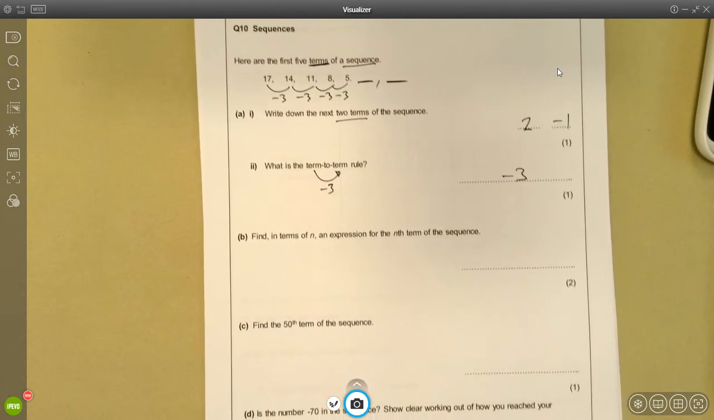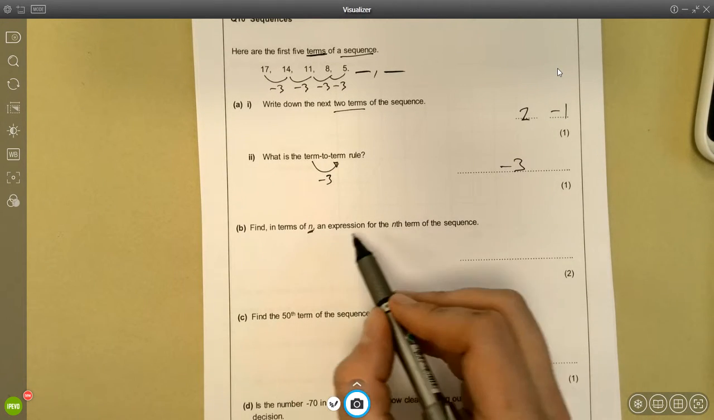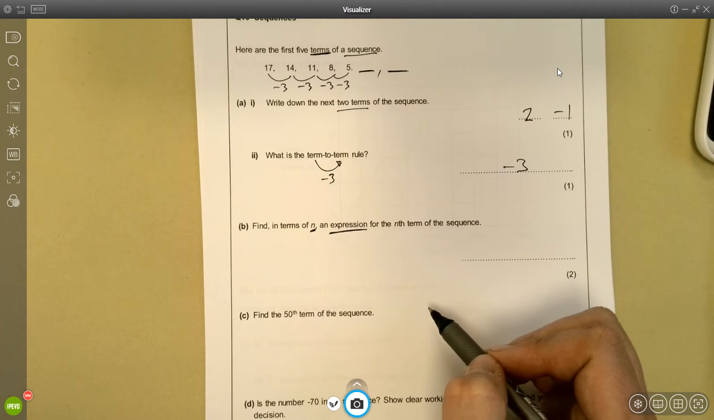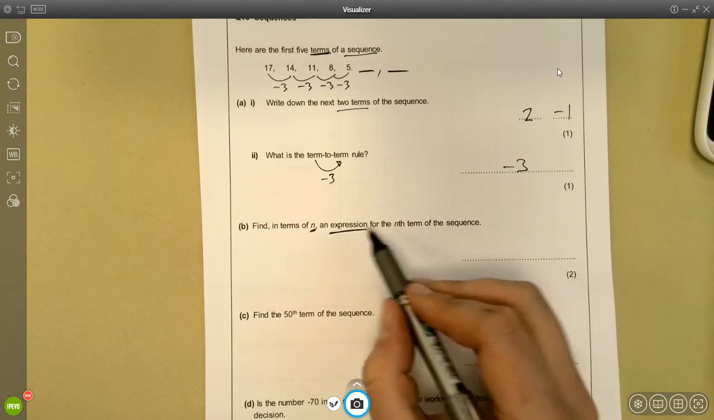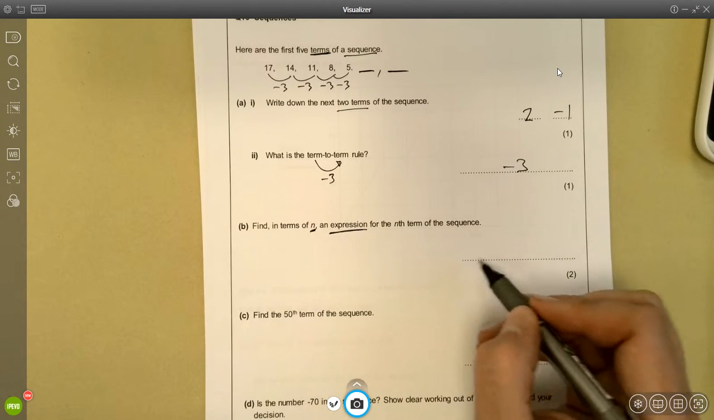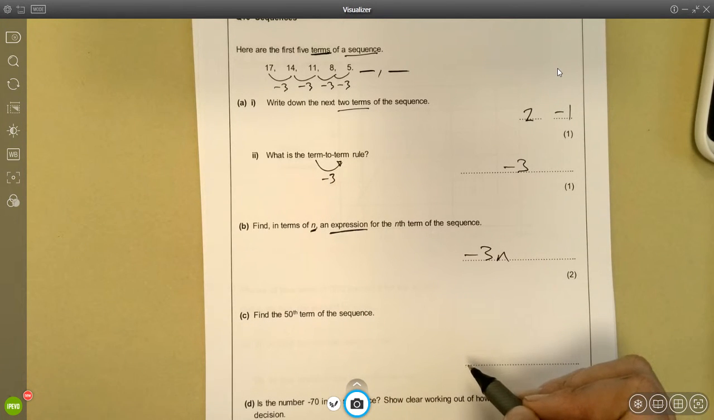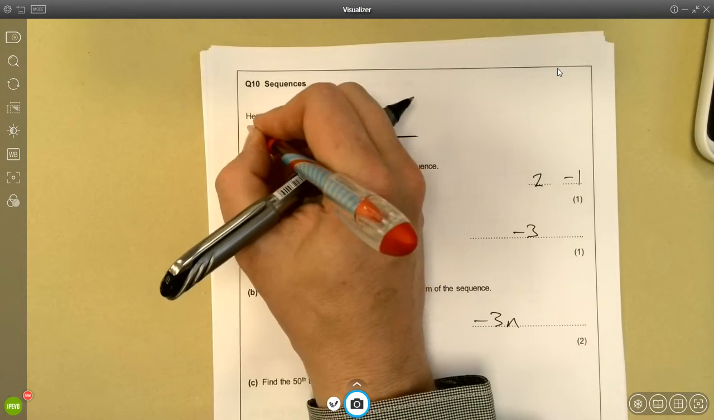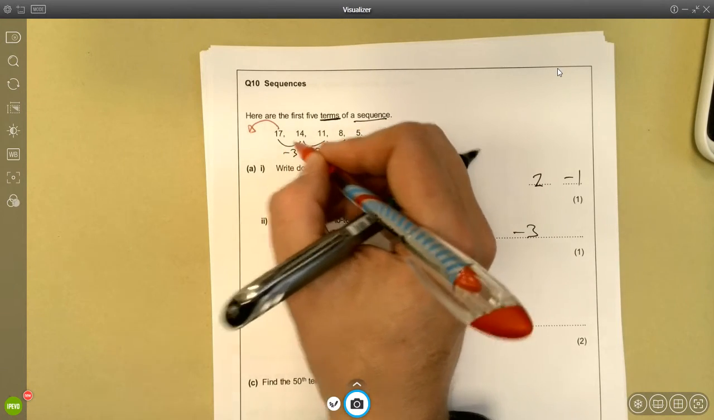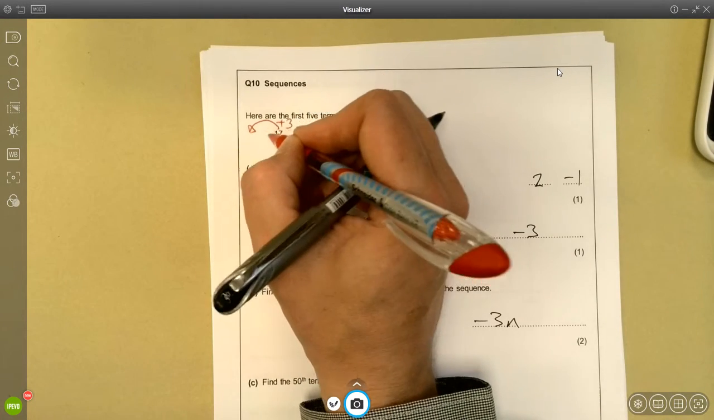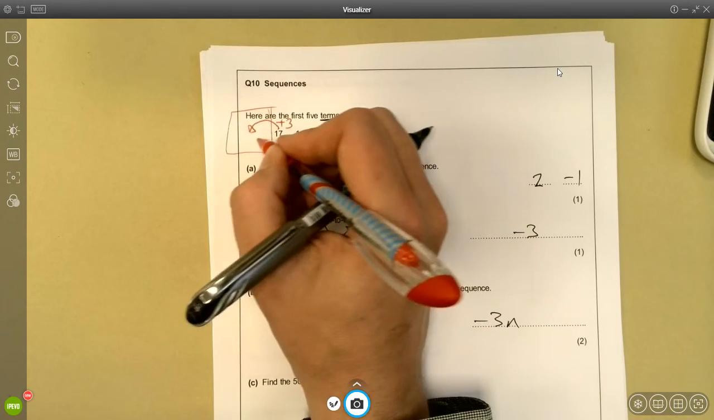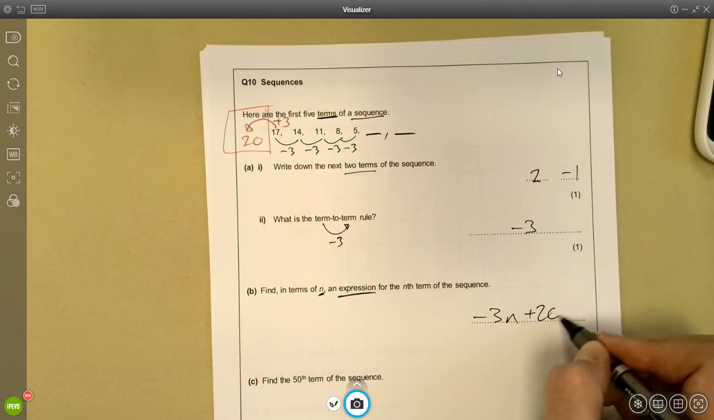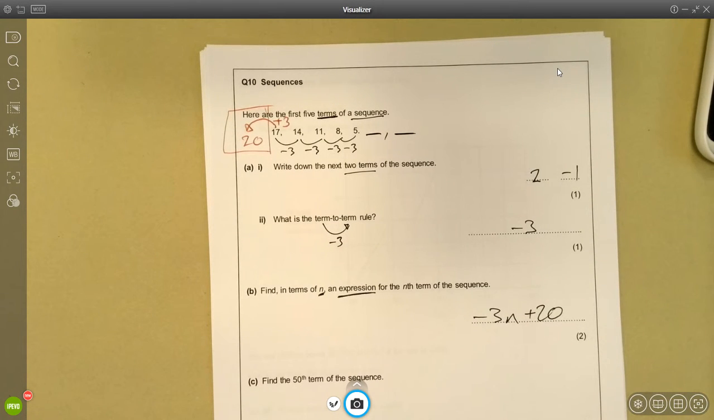Part B. In terms of n, so we've got some algebra, an expression, there's no equal sign, the nth term of the sequence. Now, the way I do this is, the difference becomes the number in front of n. So we're going to have -3n. Now let's go back here. We can find what's called the 0 term if we go in the opposite direction. So let's add on 3 and find what's called our 0 term. Well, that must have been 20. So actually that becomes the plus there. Okay.